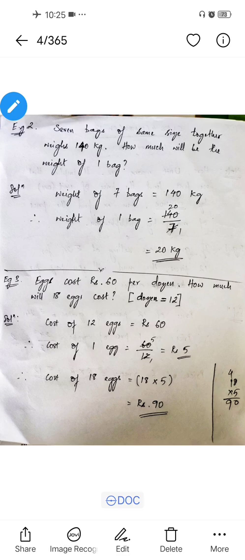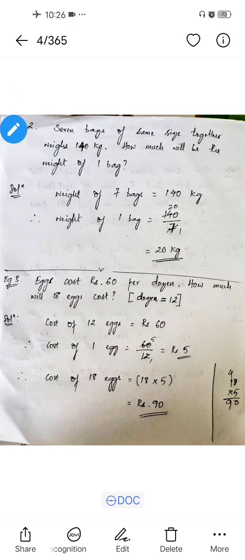Now let us look at example 3. Eggs cost rupees 60 per dozen. Dozen means 12, so it's saying rupees 60 per 12 pieces. How much will 18 eggs cost? It's given in the question that the cost of 12 eggs is rupees 60. Why 12? Because it's given dozen.